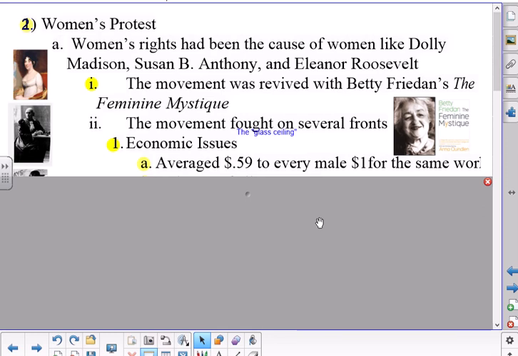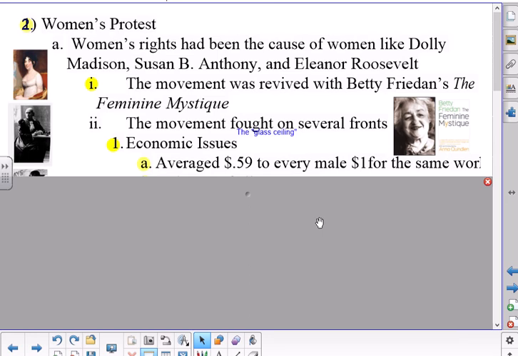producing the same amount. So I'm hiring you to make these little, I don't know, bind history books. And I've got a female worker who does 100 a day, and I got a male worker who does 100 a day. They both have the same amount of experience. That woman, on average, in the 60s, would have made 59 cents to every male dollar, even though they were producing the same amount. Absolutely insane.